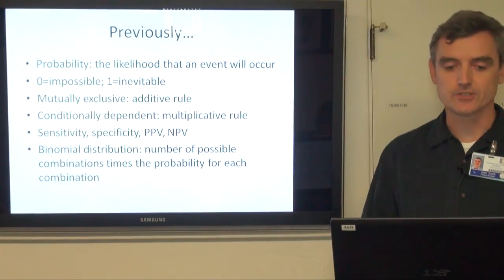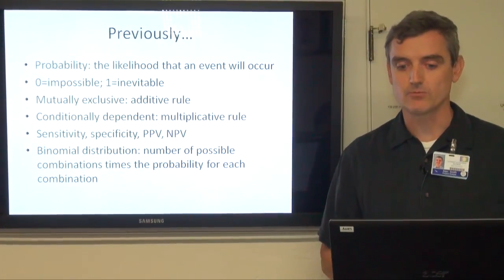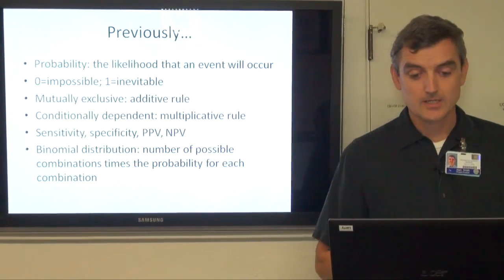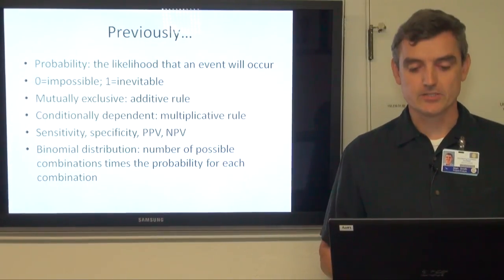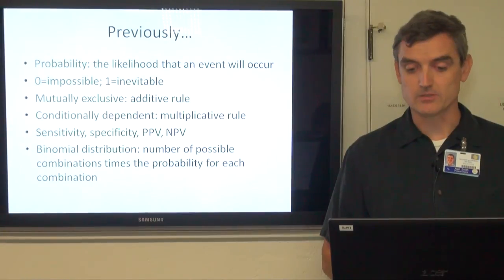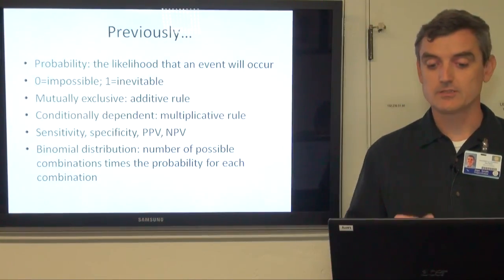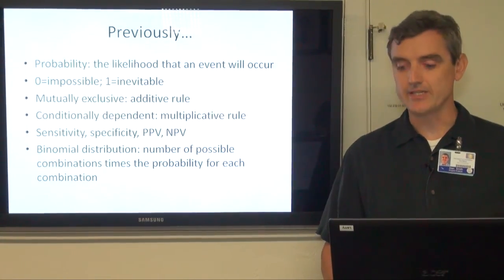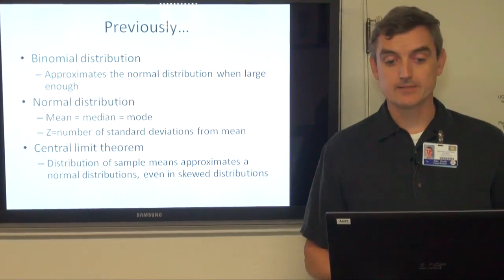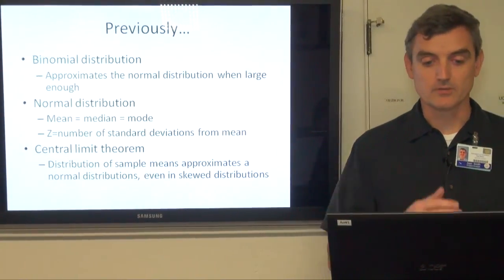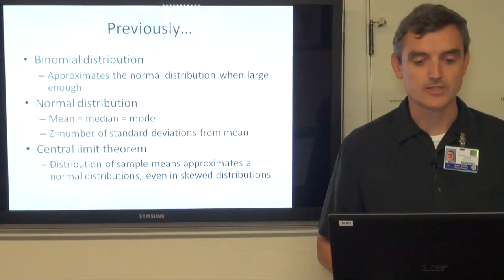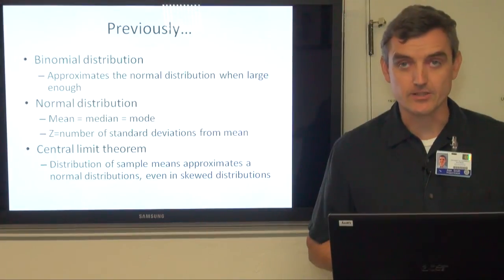We talked about the definitions of sensitivity and specificity with screening tests, along with positive and negative predictive value. The binomial distribution is just when you have two possible outcomes. There's the number of possible combinations times the probability of each combination happening. And we talked about the binomial distribution a little bit more, that when it gets big enough, it approximates the normal distribution, and really got into the normal distribution.